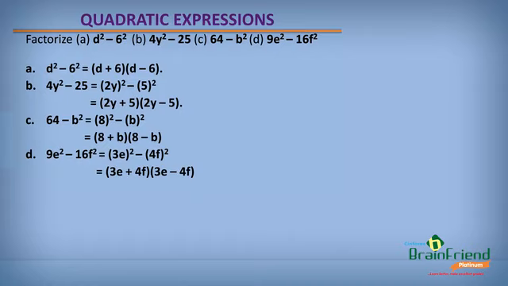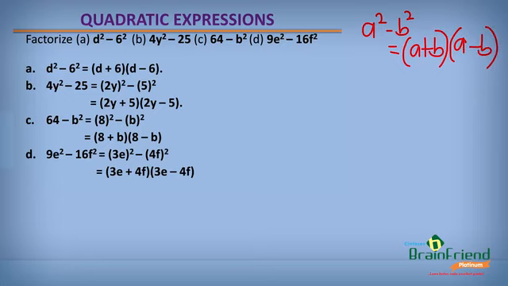Factorize d squared minus 6 squared. Simply, remember from our previous slide we had a squared minus b squared. This is the difference of 2 squares. It is equal to a plus b times a minus b. So anything of this form, this is the factorization. So if we have d squared minus 6 squared, to factorize this, we simply say it is equal to d plus 6 times d minus 6.